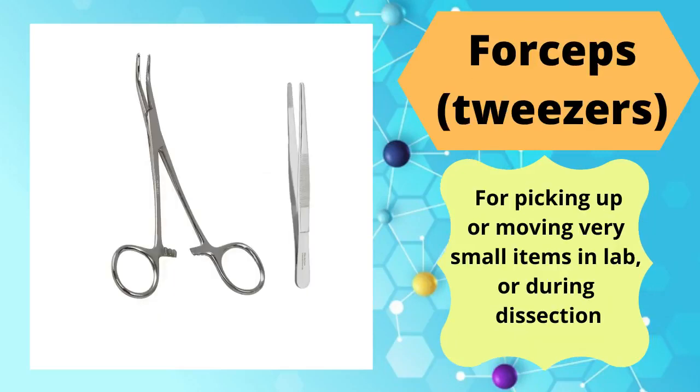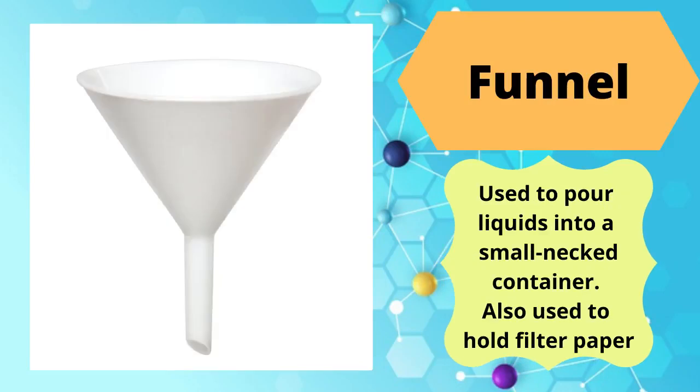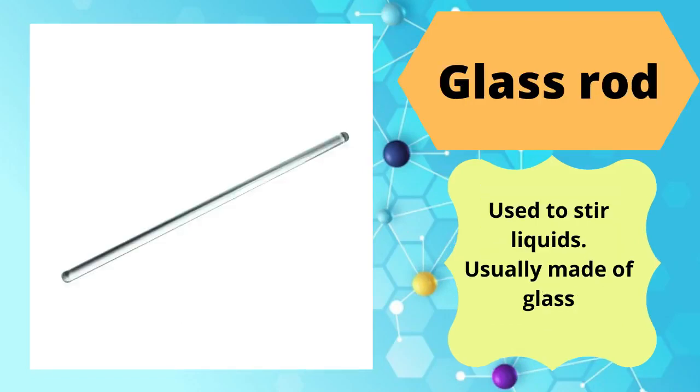Forceps, also known as tweezers, for picking up or moving very small items in lab or during dissection. Funnel, used to pour liquids into a small neck container, also used to hold filter paper. Glass rod, used to stir liquids, and it is usually made out of glass.